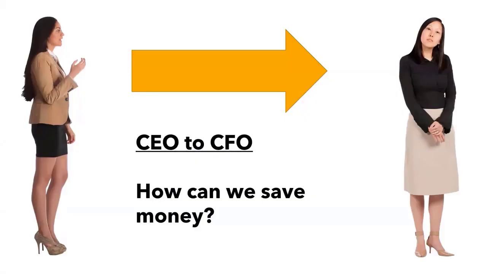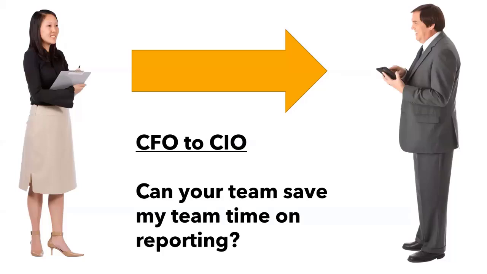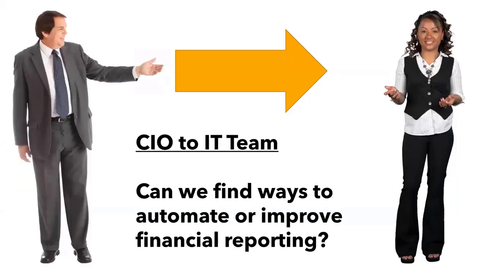So in our example, the CEO has asked our CFO, how can we save money? And the finance team here is a pretty lean team. So what they have done then is they have gone and asked their CIO and said, how can your team, the IT team, save my team time on developing reporting? They have a lot of manual reports and think that this is a way that they can achieve the CEO's objective. The CIO has in turn gone to the CIO's team and says, can we find ways to do that automation or improve the financial reporting in order to save money?